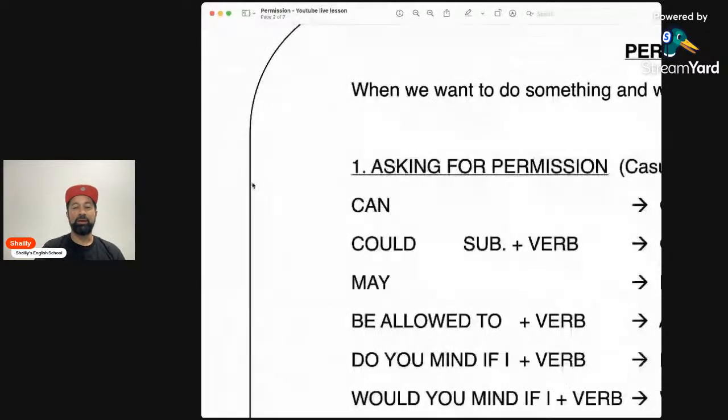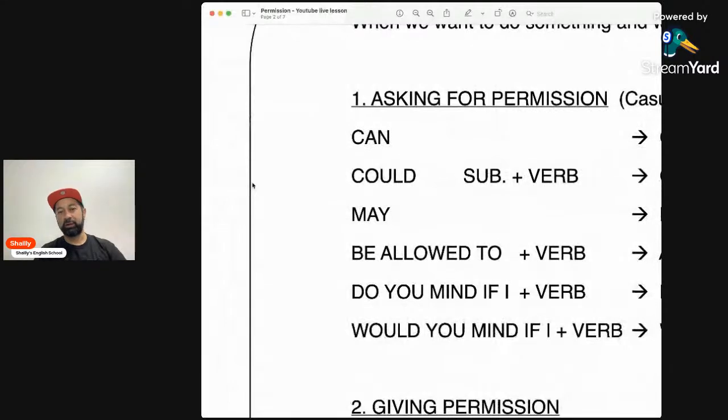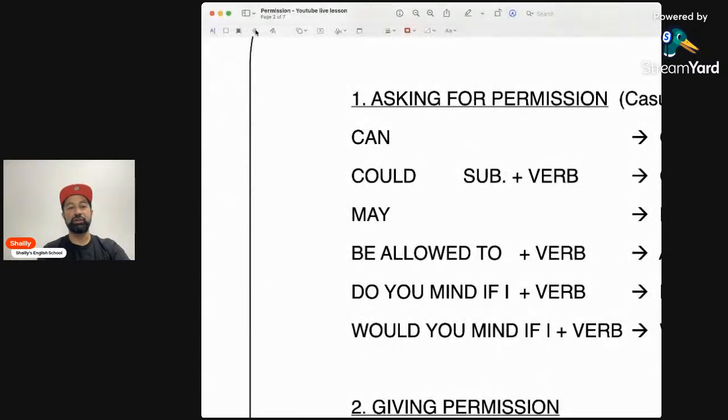Now, just like I did in the request lesson, I'm going from casual all the way down to formal. All right, so can is going to be the most casual. And then if you look down, I've got would you mind if I, that is going to be the most polite. Now, I've said this in my other lessons as well. Remember, even though can is casual, it's okay to use. Don't worry about using can when you're speaking English. It's not rude. It's very, very common English. I use it all of the time.